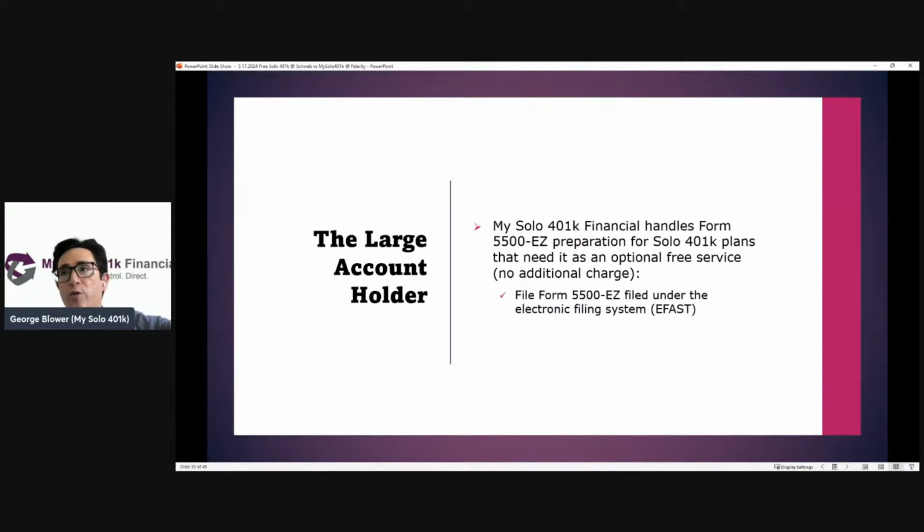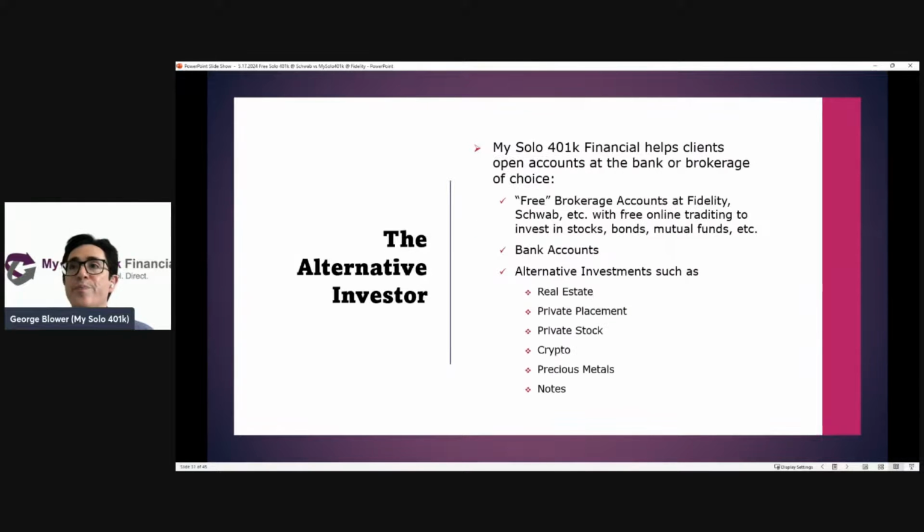The large account holder. So once that value exceeds $250,000, that's going to trigger the 5500EZ filing requirement, which we handle for our clients, and we do it under the electronic filing system just to make it super easy to get it done. The alternative investor, so those that may want to diversify.